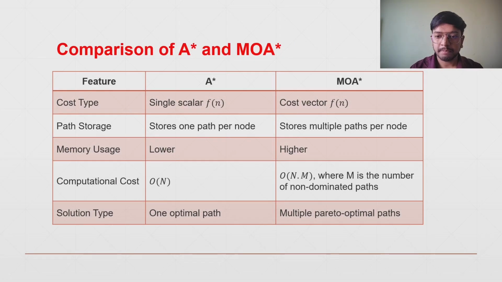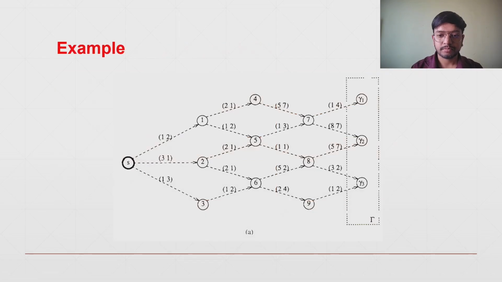Here, you can see a comparison between A star and MO star. You might have a question, what is Pareto optimal? Pareto optimal means just a type of solution that is not dominated by any other solution, which can also be said as one of the best solutions. Also, the time complexity of MO star, which is big O of n into m, where n is the number of explored nodes and m is the number of non-dominated paths, is also very simple to understand as we might need to explore n nodes for each non-dominated path, and we have m such paths, so complexity is n into m.